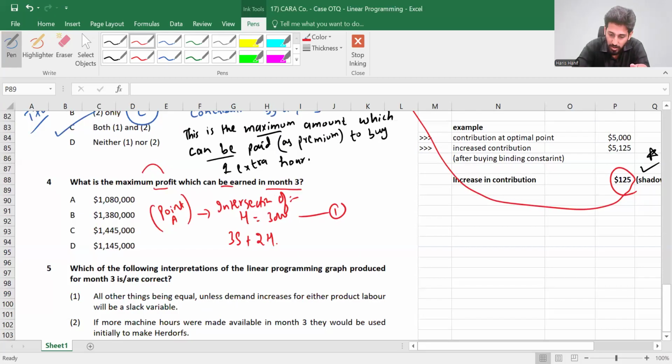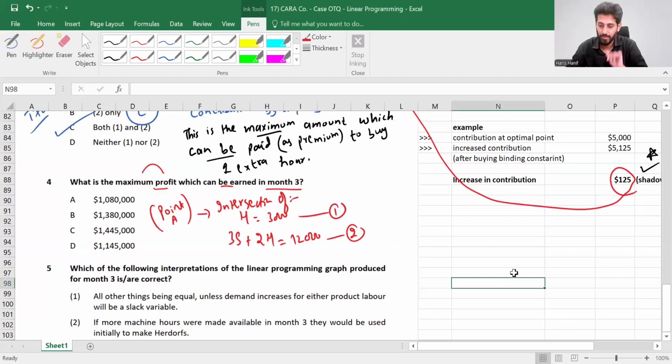3S + 2H is equal to 12,000. This is number two. So you have to solve it. You will be calculating the number of units, and then minus fixed cost is equal to profit. That's a very, very simple point. Okay, now let's move on. I'm solving it right away here.